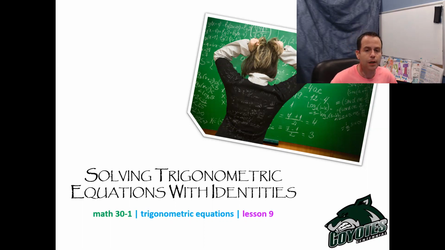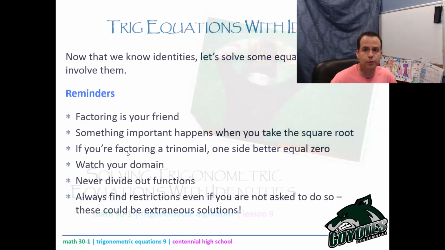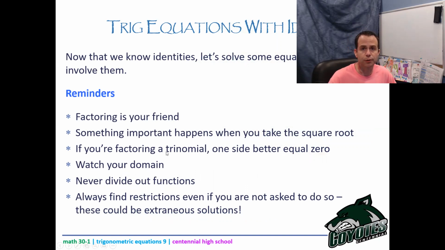Okay. So as we go about doing this, just a couple things to keep in mind. First of all, factoring is your friend. Always, always, always look for what you can factor. Something important happens when you take the square root. Be super careful of this. When you are taking the square root of both sides, it's going to be plus or minus. If you don't have plus or minus, you just lost half of your answer. So you have to be super careful of that.